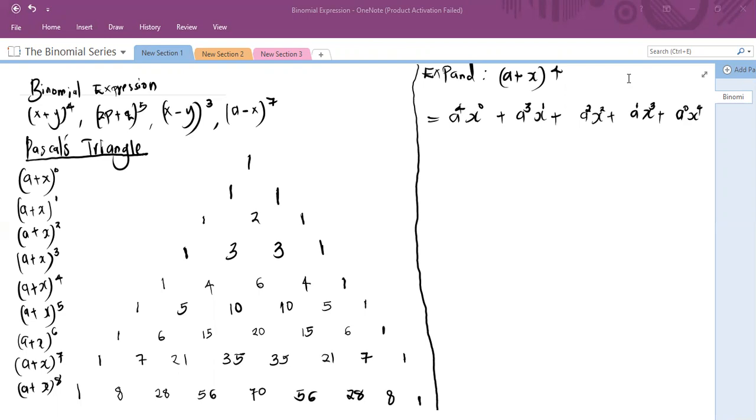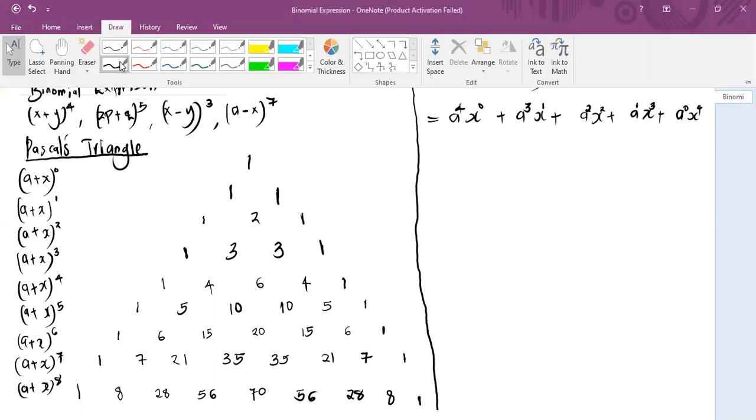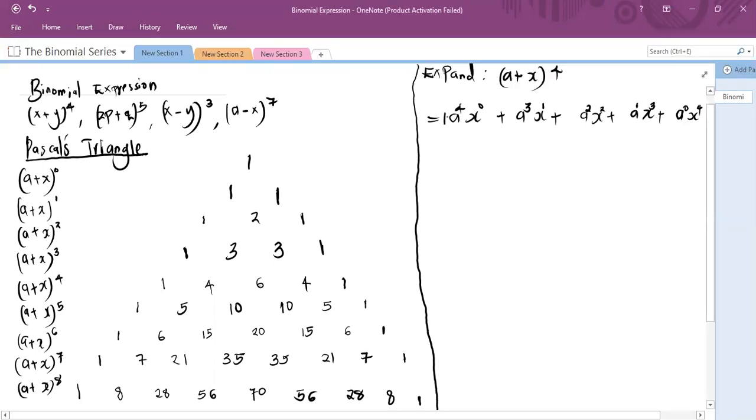And then the values of x, that's the values of the second term, start from 0, and they go on as they are increasing by 1. So x to power 0, x to power 1, x to power 2, x to power 3, and finally x to power 4. Now, the coefficients for this expansion, if we look at the Pascal's triangle here, if we have expressions that are raised to power 4, then the coefficients are 1, 4, 6, 4, 1. So I will have here my coefficients being 1, 4, 6, 4, and 1.